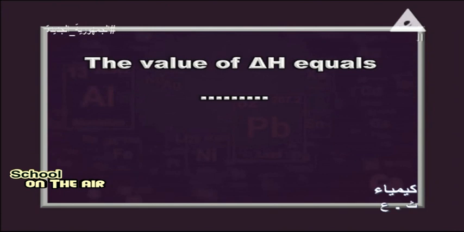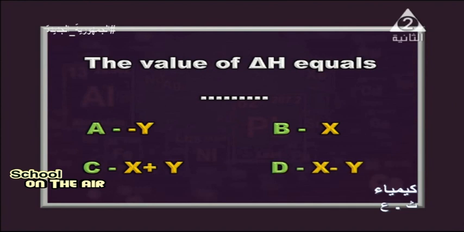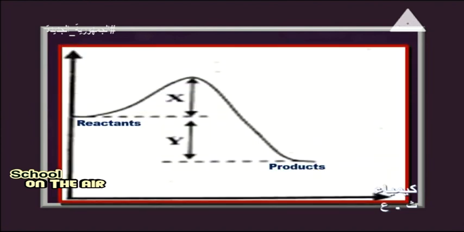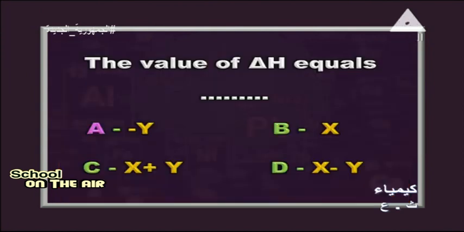The value of delta H equals negative y, x, x plus y, x minus y. If you look at the graph, the difference in energy between the reactants and the product represents the energy change for the reaction. So it will be y, or the value equal negative y of delta H.